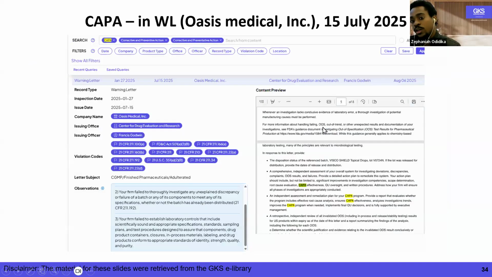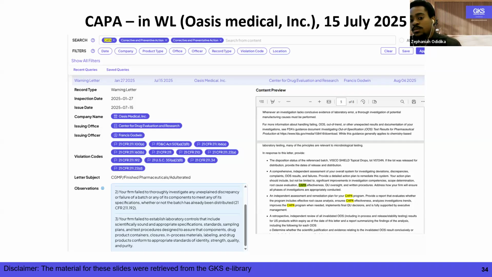We can also look at a warning letter as well. Oasis Medical Incorporated, July 2025, last month, to be honest with you. Their warning letter from the FDA highlights how CAPA failures can escalate into serious enforcement actions. The FDA identified repeated issues, including insufficient investigation, weak laboratory controls, and missing documentation. All signs of an insufficient and ineffective CAPA program.